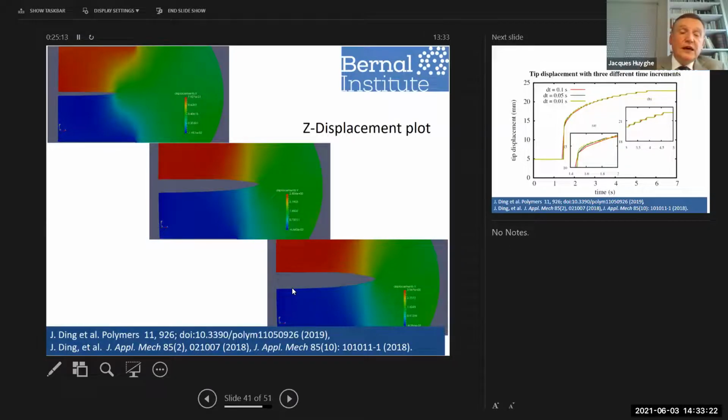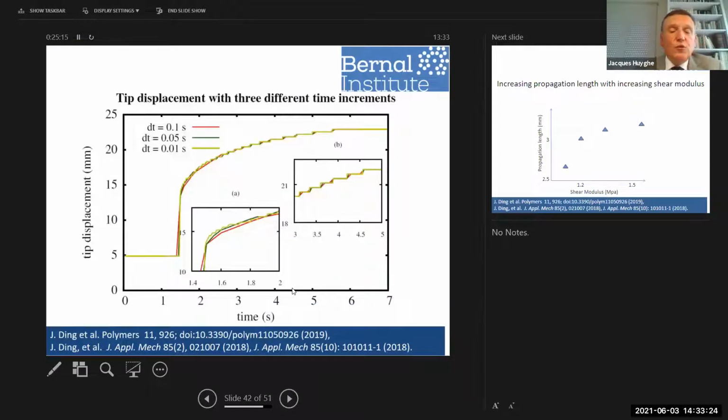Now, what we find here is that, unlike what we expected, there is a stepwise progression of the crack. And you see here very clearly the steps coming in, if we look at displacement versus time. And what is interesting is to see that this stepwise progression does not depend on the size of the time step. The time step can be taken longer or shorter.